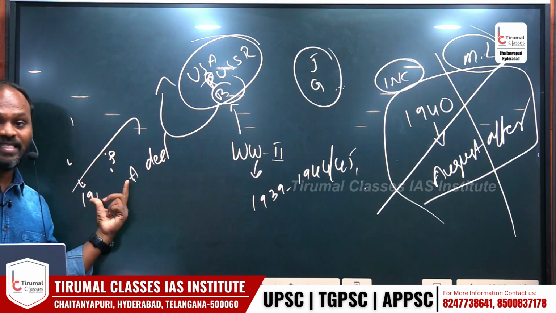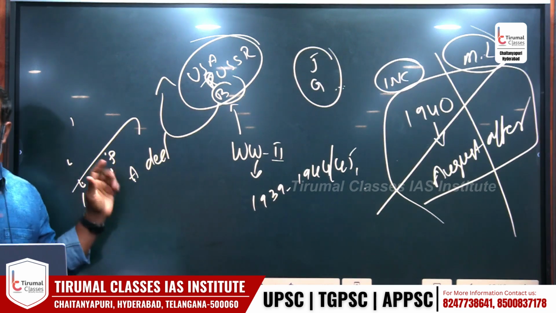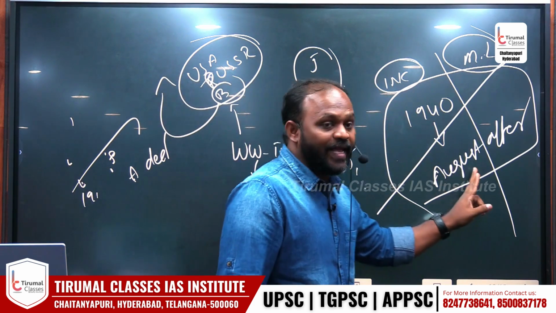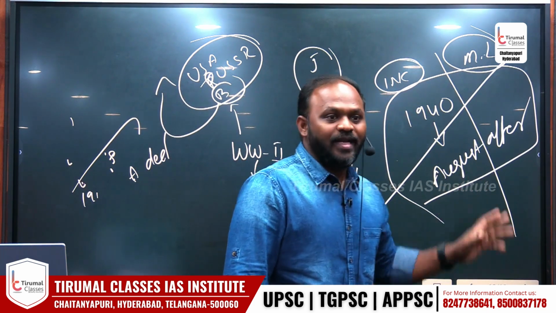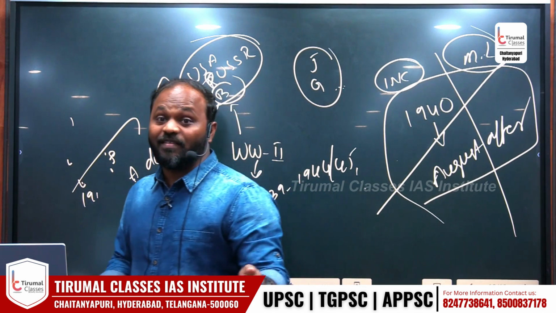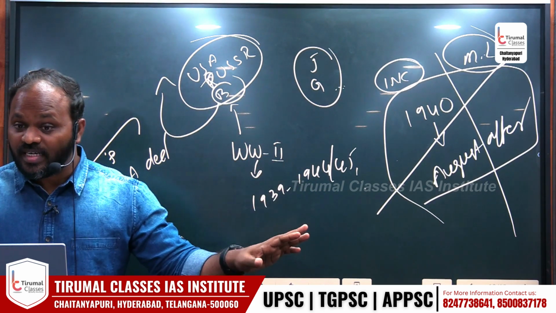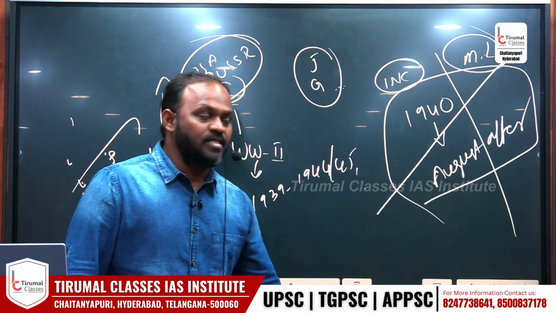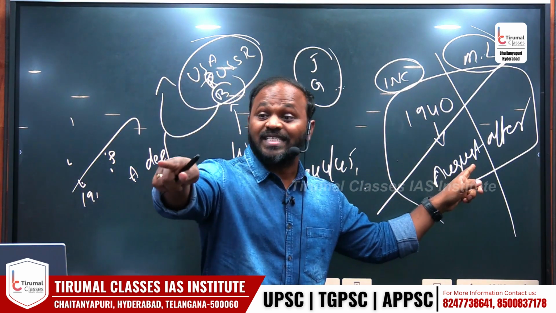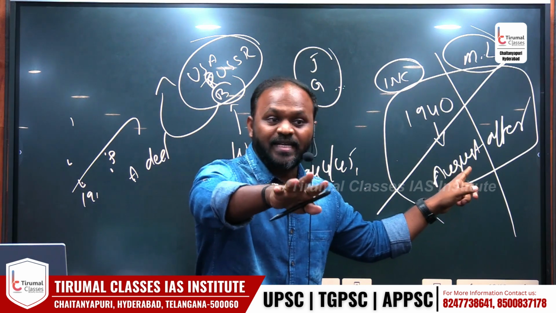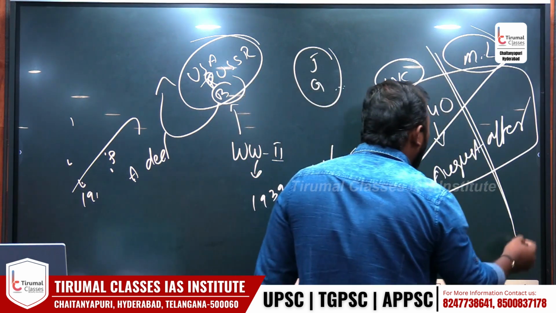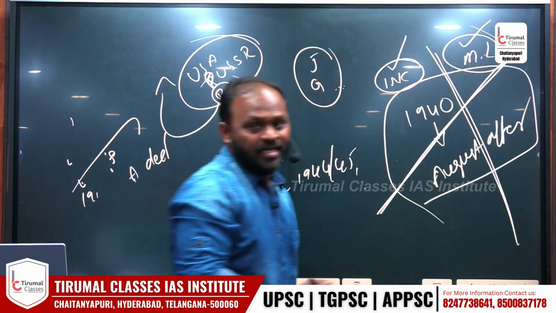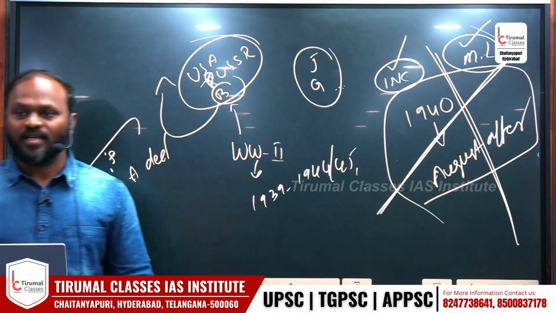They said in 1917 August Declaration, but they violated it. In World War II, in 1940, what did they give? The August Offer. Indians don't believe the Britishers. Anyway, we don't want dominion status now. We want complete independence. But the August Offer talks about dominion status, not complete independence. Hence, the August Offer was rejected by the Indian National Congress and the Muslim League.